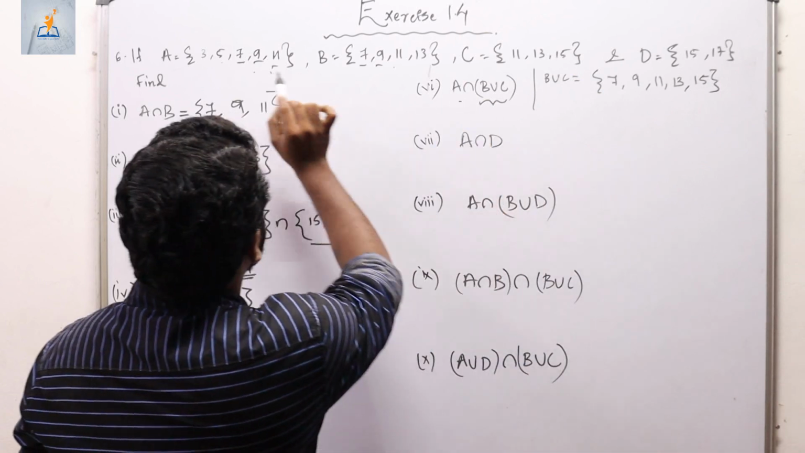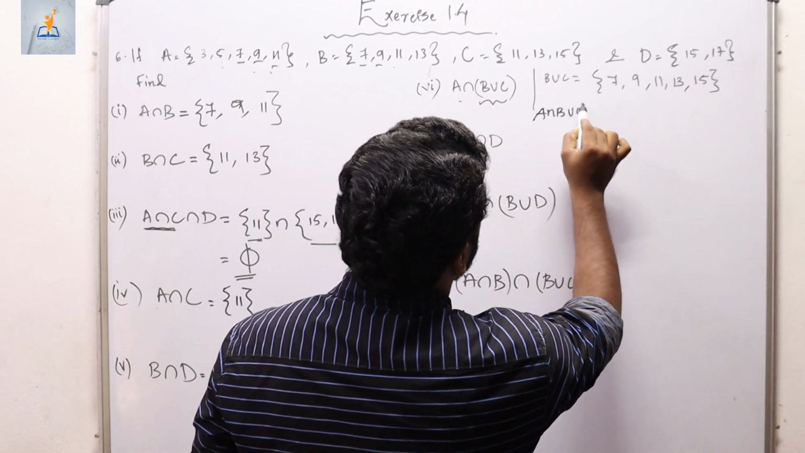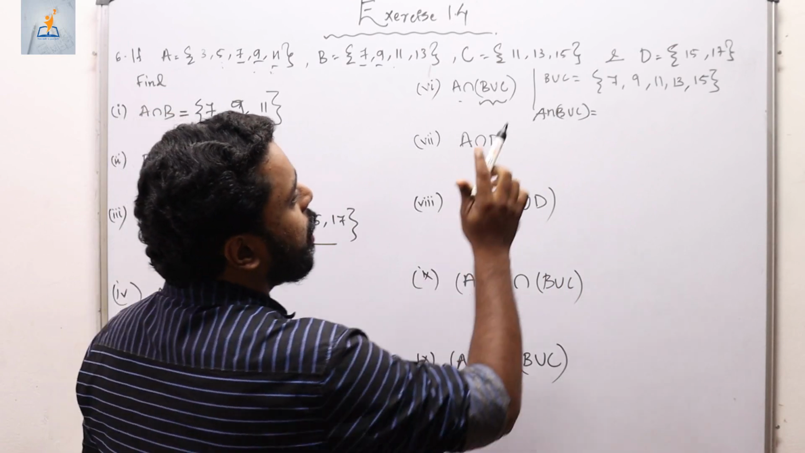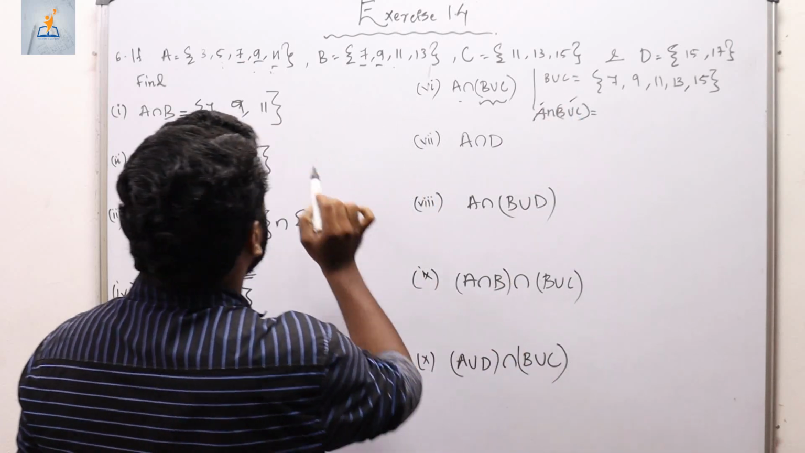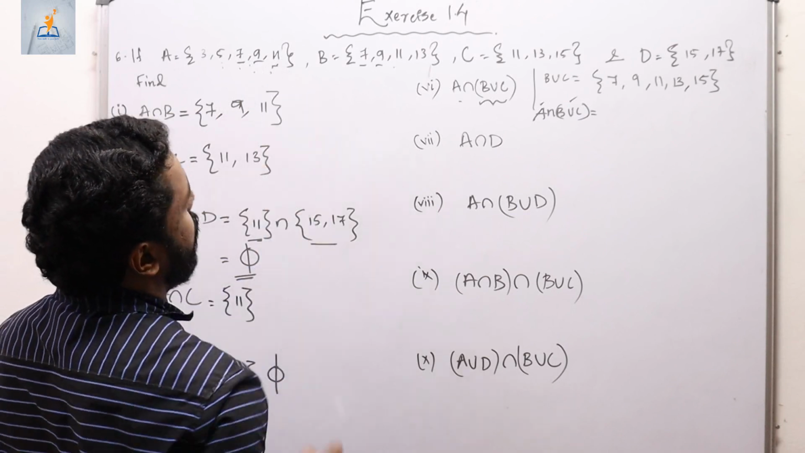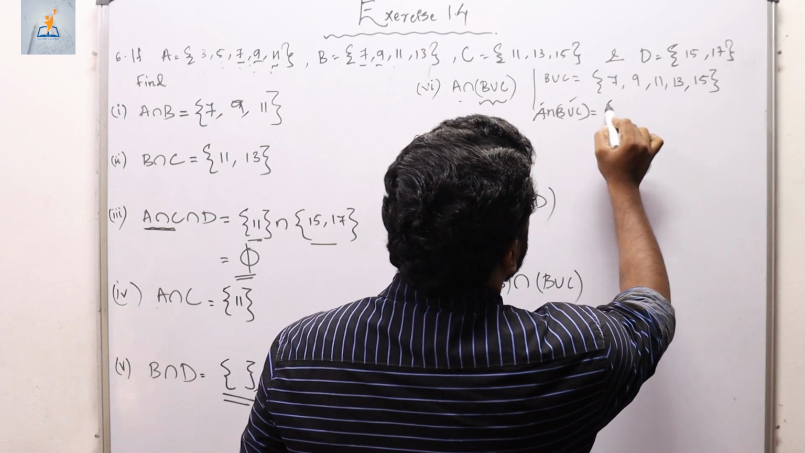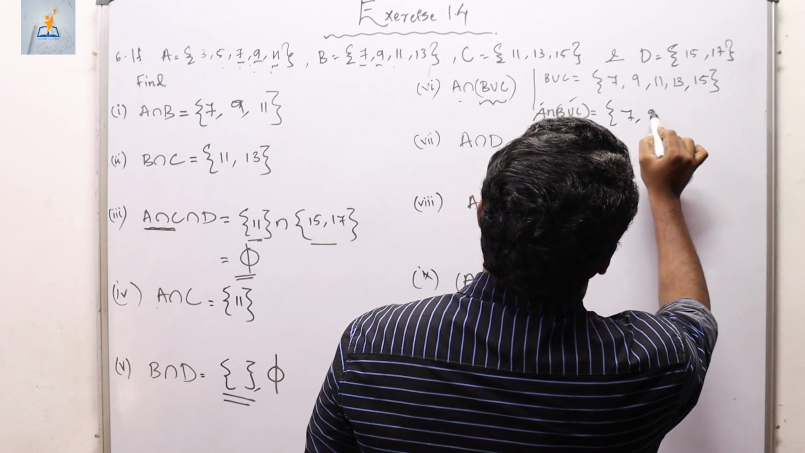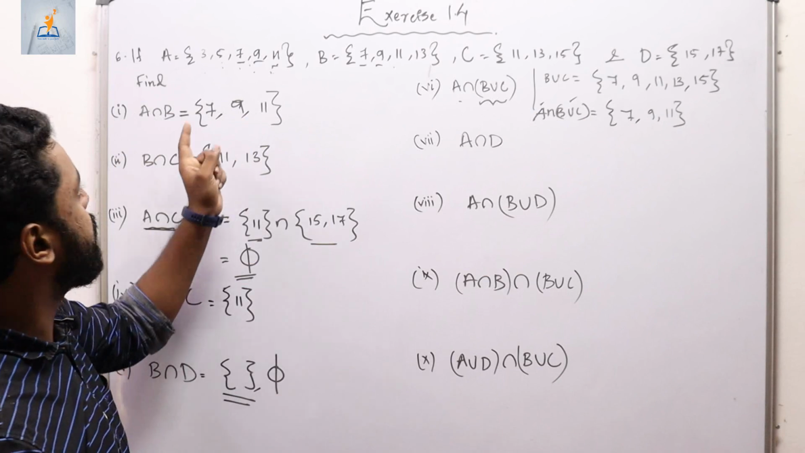Now we can take A intersection (B union C). Therefore A intersection (B union C) will contain the set of all elements which are common to B union C and to A. We can observe that 7, 9 and 11 are the three elements which are common to A and B union C. So A intersection (B union C) will be the set {7, 9, 11}, isn't it? So that's the answer for the sixth question.